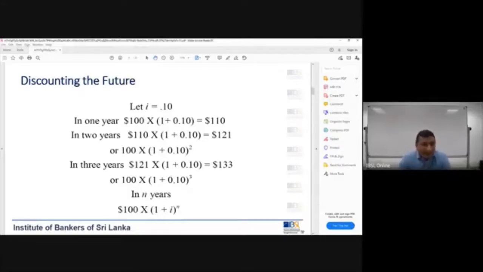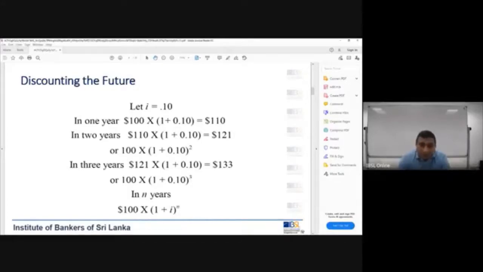So what happened here is, in 1 year time, if you invest $100 as per the example at 10%, the interest rate I is 10 here, right? So you are getting 100 times 1 plus 0.1, that is 10%. If you put that in a percentage form, it's 10%, but when you put it in absolute form, it is 0.1. So you just take the return and you end up getting $110 in 1 year of investing 100 rupees at 10%.